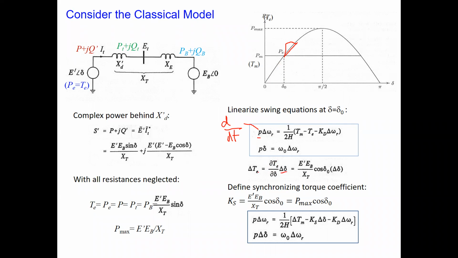So this is the torque. You partially differentiate this quantity. So it is E prime EB by XT, and then sine becomes cos. And since we are evaluating at this point, it is cos of delta naught and then delta delta. It is this one here. So this is the finite change in the torque, we write it this way.